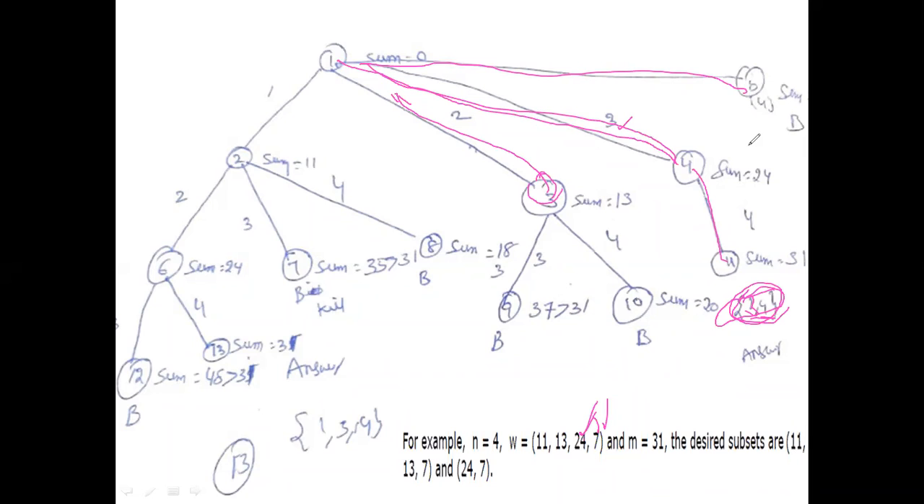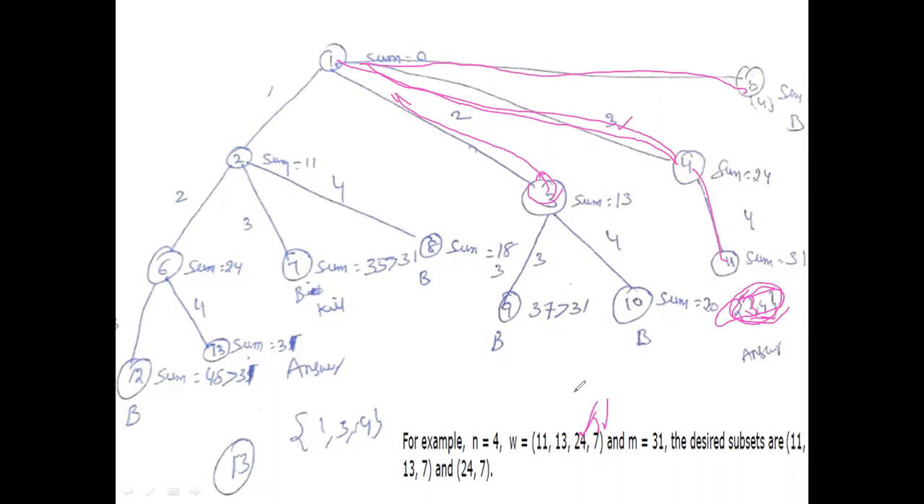Totally in our problem, suppose there are only four elements. It has 16 possible solutions. In these 16 possible solutions, only two answer nodes, that is only two subsets satisfy our function. The sum of the elements is equal to 31. Here 1 2 4 is one solution and next one is 3 4 is another solution.